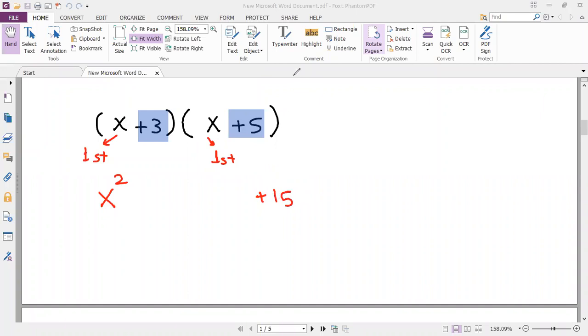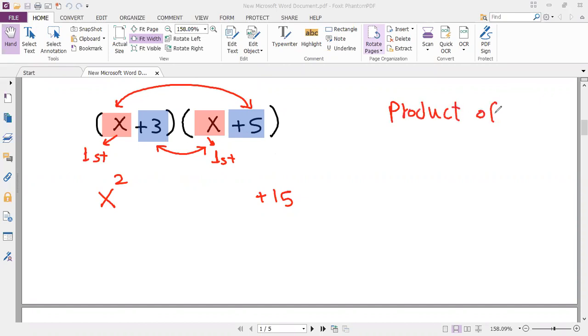So what I did again, I multiplied the first by the first, x and x. x times x equals x squared. And then I multiplied the second by the second. 3 times 5 is 15. And then what is in the middle here? The middle is the sum of the product of extremes plus the product of means. What is in the middle again? In the middle is the product of extremes plus the product of means.